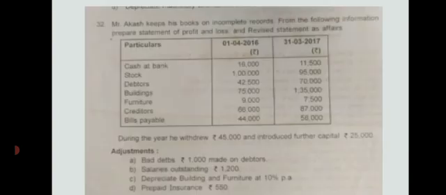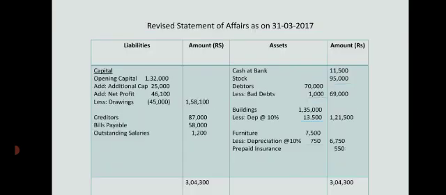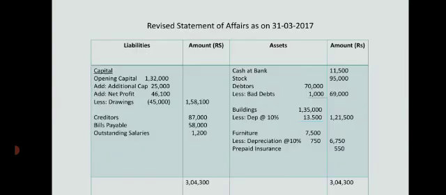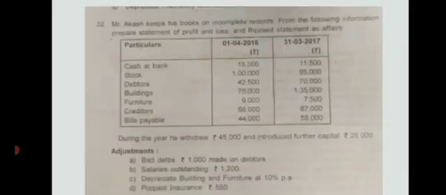Just to let you know what kind of problems you may get in the exam, I have solved one problem from the 2019 final question paper of PUC first year, right? So this is the working note, how to calculate depreciation on building and furniture. So practice more sums at home.